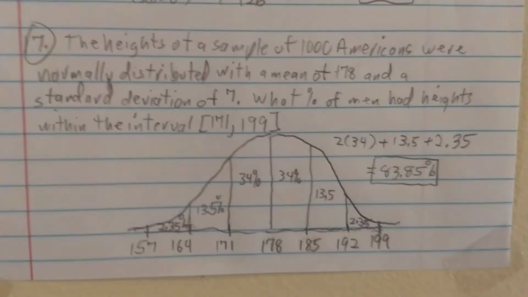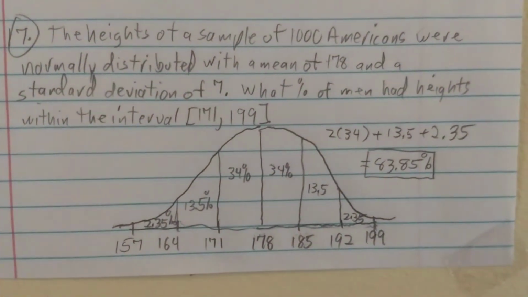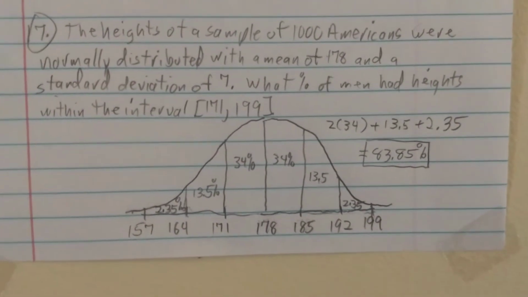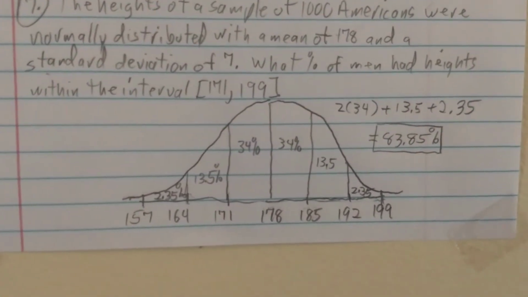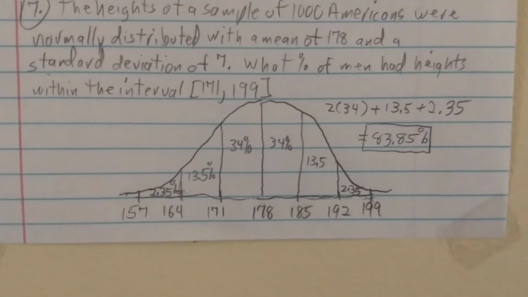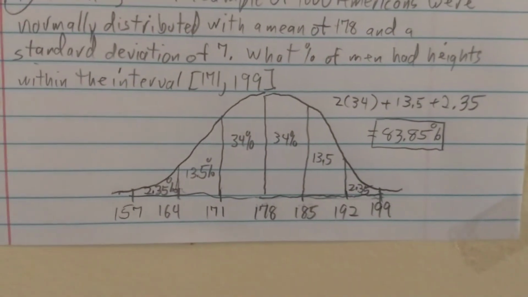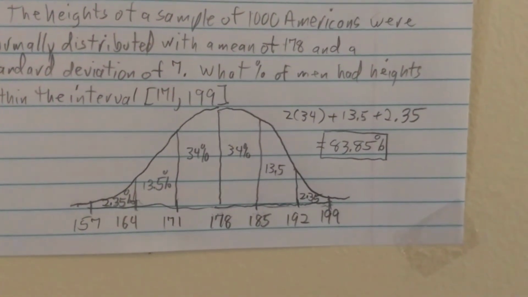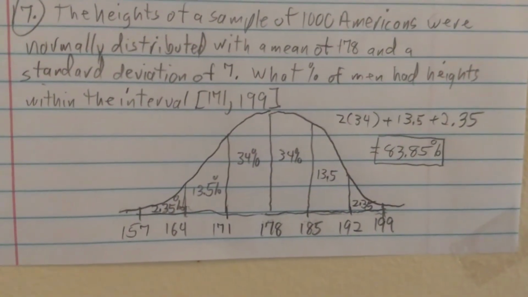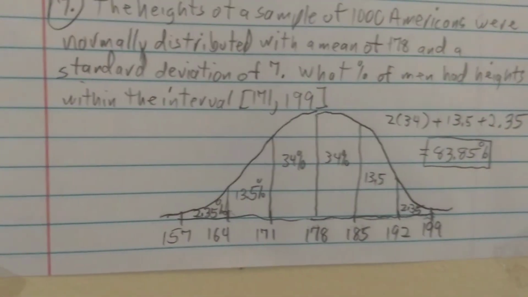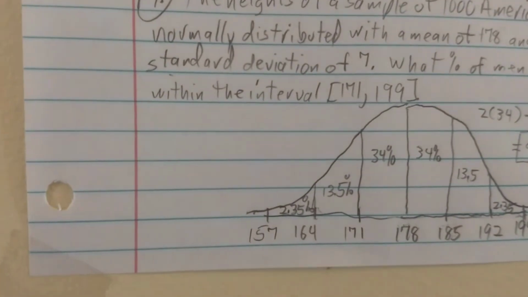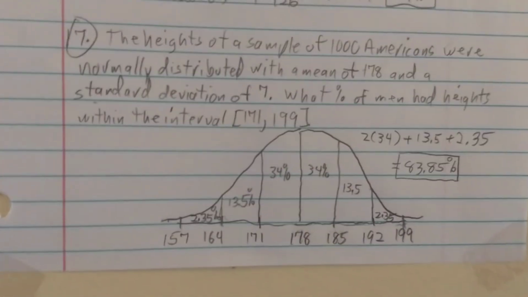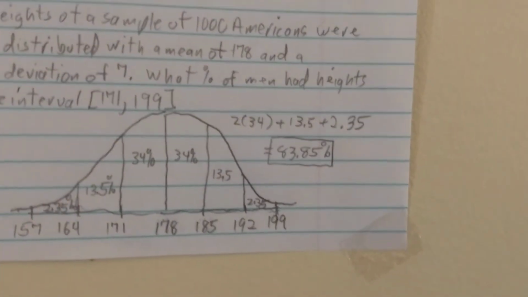Now remember when we did the normal curve, this is what you'll do a lot in statistics if you take it next year. The heights of a sample of 1,000 Americans were normally distributed, that means the bell curve, or like you've heard, grading on the curve, with a mean of 178 and a standard deviation of 7. What percentage of men had heights within the interval 171 to 199? Well, remembering the chart, if the mean is 178, we can just add 7s: plus 7 is 185, which is 1 standard deviation, plus 7 again, 192, 2 standards, plus 7 again, 199 or 3 standards. Back to the middle, minus 7 is 171 or minus 1 standard, minus 7 again, 164, minus 2 standards, and minus 7 again, 157, minus 3 standards. So what they want us doing is going from minus 1 standard, 171, to 3 standards, 199.